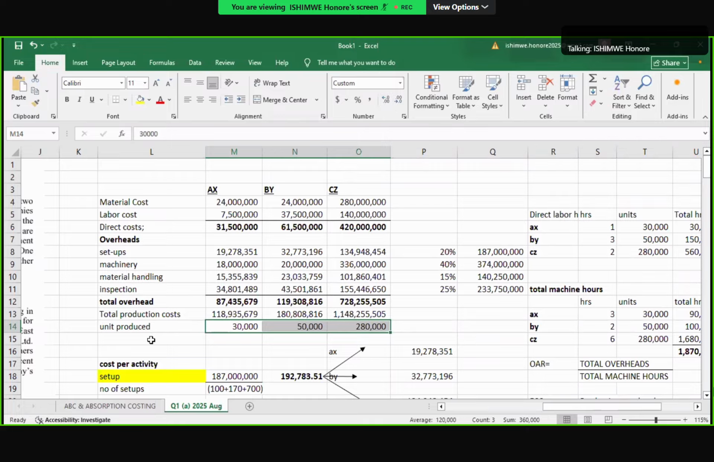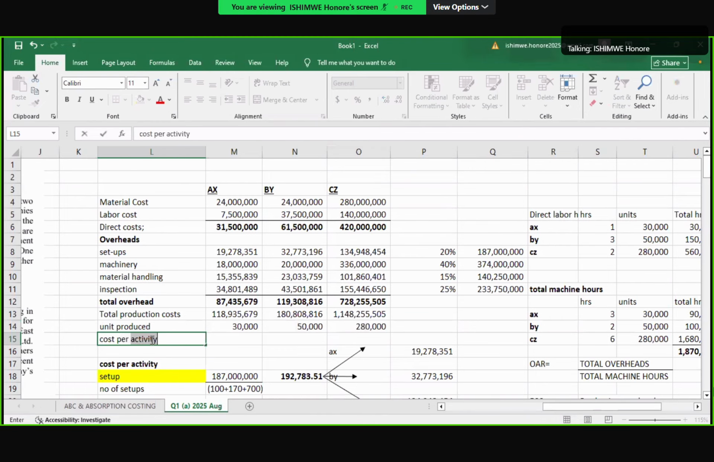So we can get unit cost or cost per unit. Cost per unit is this over this. You see, we're getting the cost per unit. That is what they ask us to determine. Okay, cost per unit is this.